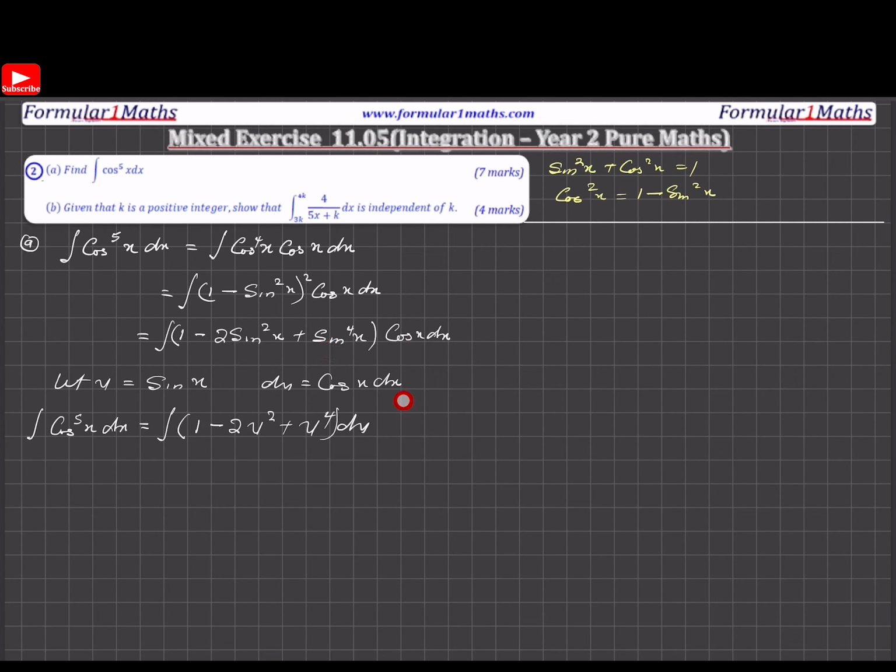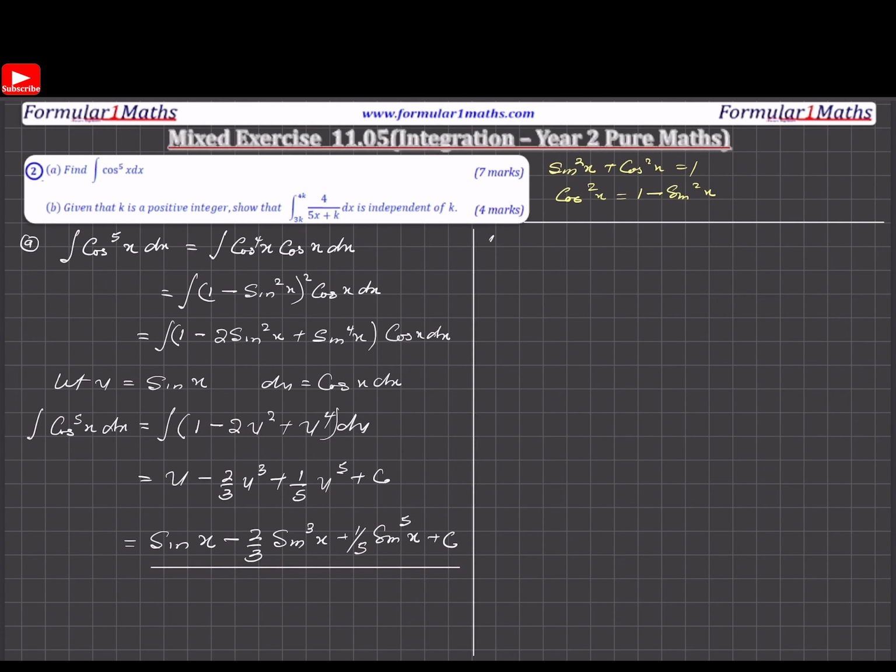I can integrate this easily as follows. u minus 2 over 3 u cubed plus 1 over 5 u to the power 5 plus my integration constant. So now the final answer can be written as sin x minus 2 over 3 sin cubed x plus 1 over 5 sin to the power 5 of x plus the integration constant. And this is the final answer required.